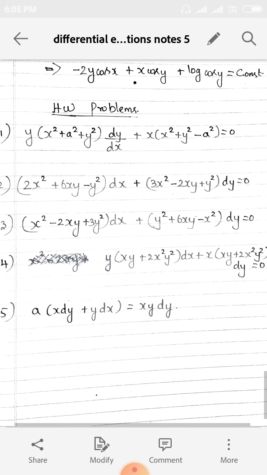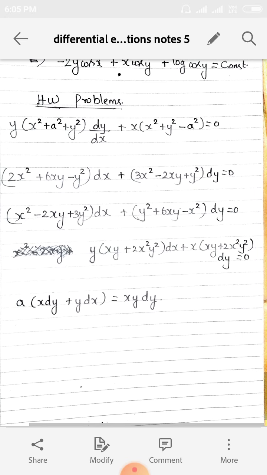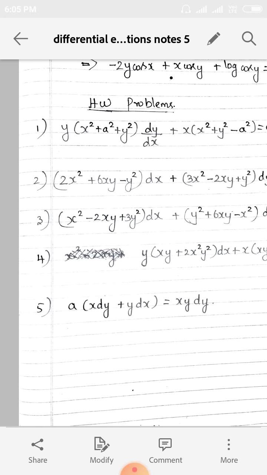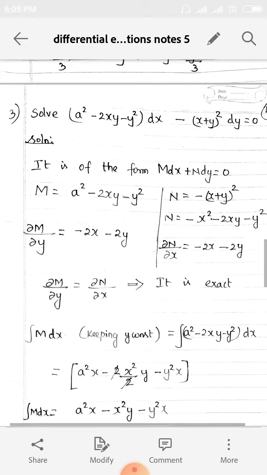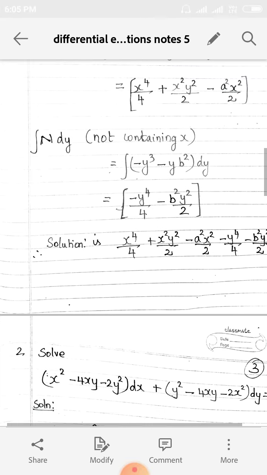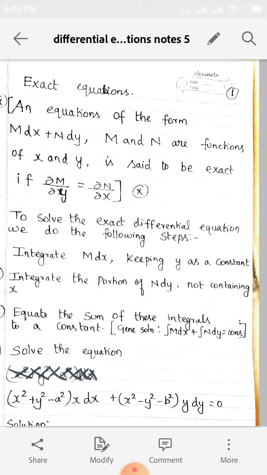See the problems. The homework sums are given. The same method. Just find M terms and N terms. That was the first condition. What is called an exact equation? Listen. An equation of the form M dx plus N dy, where M and N are functions of x and y, is said to be exact if this condition is satisfied: dou M by dou y is equal to dou N by dou x.